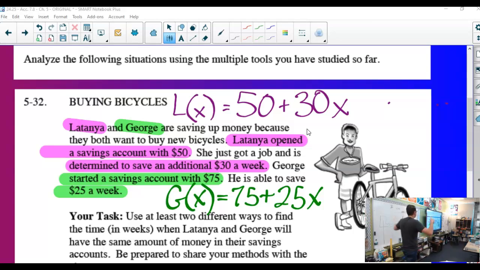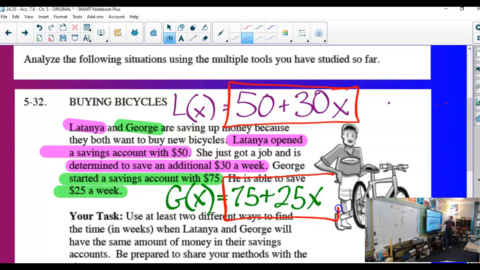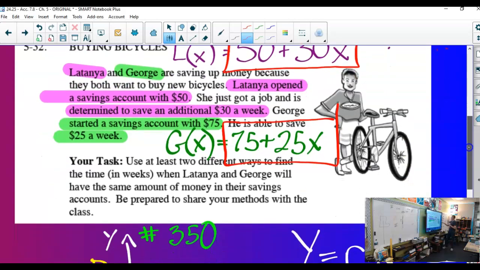I want to show you what, in my opinion, is the easier way. Put your pencil down for a second. Look up here. What is it that we're trying to find? Where they have the same amount of money. Where they are equal. Where who is equal? Oh, George. So wait, you mean we're trying to figure out when 50 plus 30x is equal to 75 plus 25x? Yes.